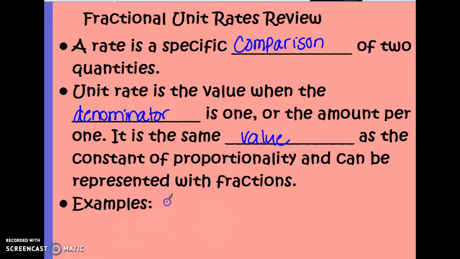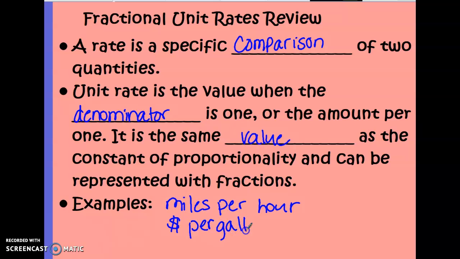Some examples of where you're given a unit rate: miles per hour. It could be dollars per gallon of gas. Could be miles per gallon of gas. Okay, or so forth, miles per gallon.